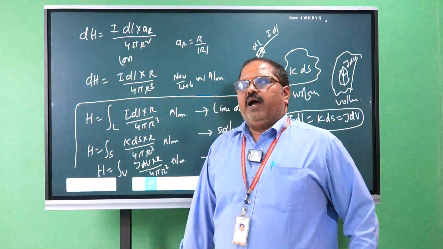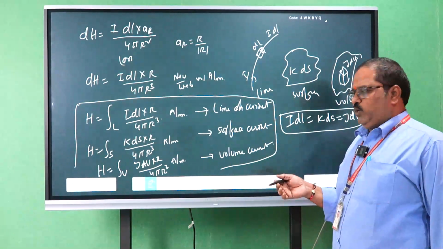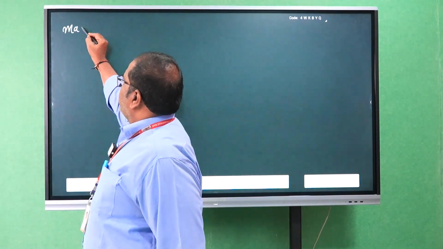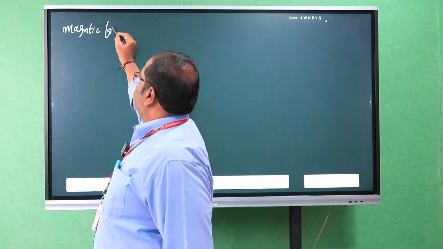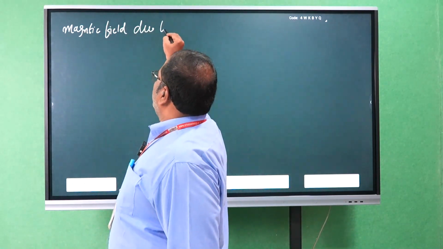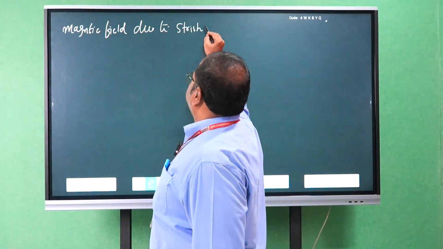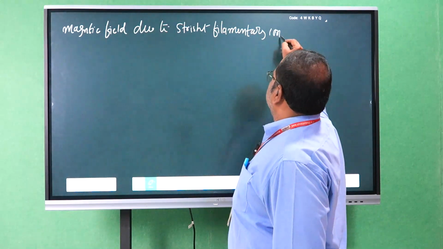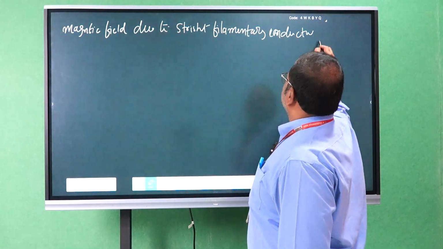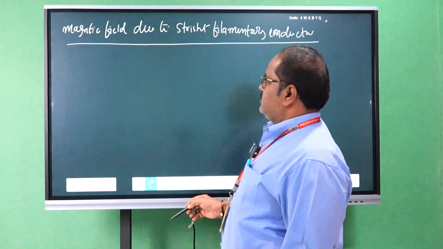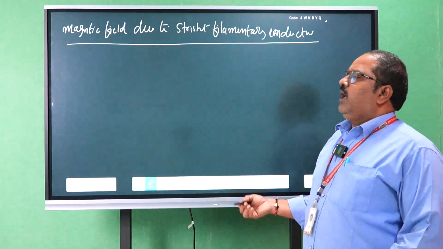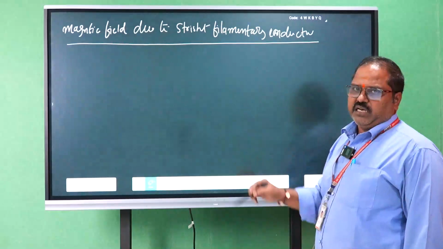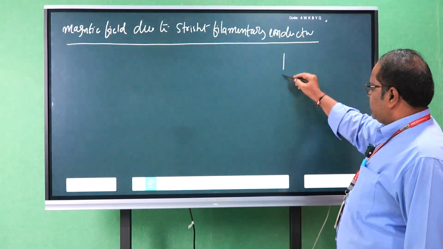It is very typical, so I will cover different applications. The first one is the magnetic field due to a straight filamentary conductor. This is one of the main applications of Biot-Savart's law. You have to determine the magnetic field intensity due to a straight filamentary conductor, represented as a straight line.